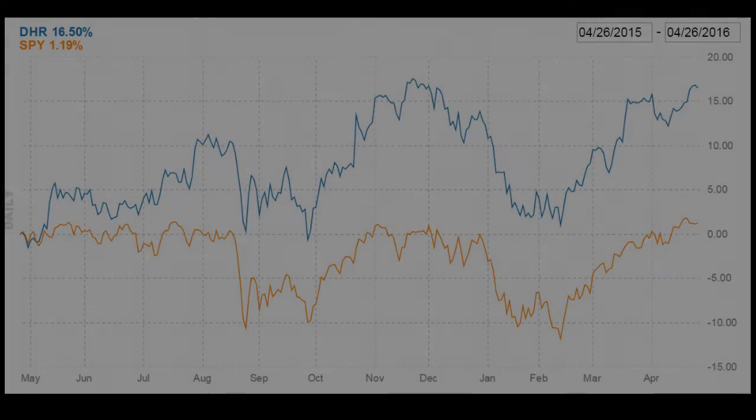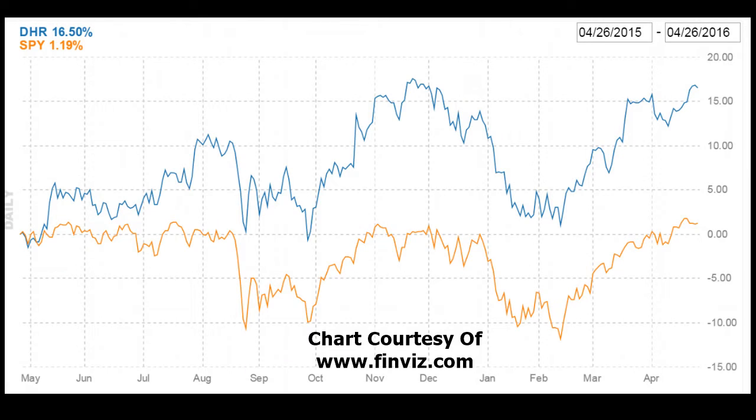So let's start by looking at a chart for the last year. This is a graphical view of the price performance between Danaher and the S&P 500. Here we see Danaher, the price performance line in blue, up 16.5% in the last 12 months, while the S&P 500, the orange line, is up 1.19. I venture to say that most people would think that's pretty good outperformance. So that's the last 12 months.